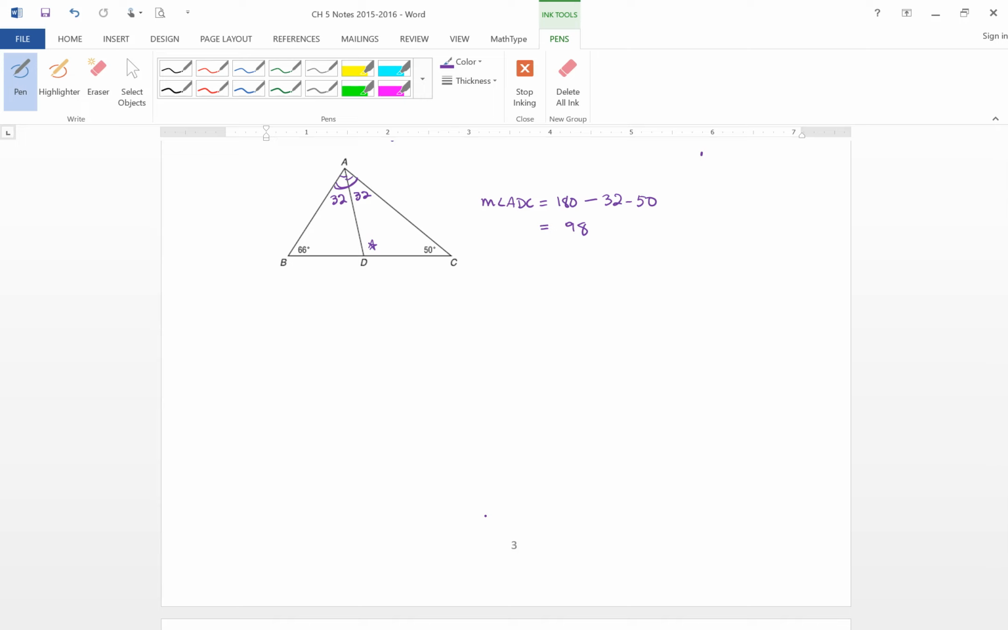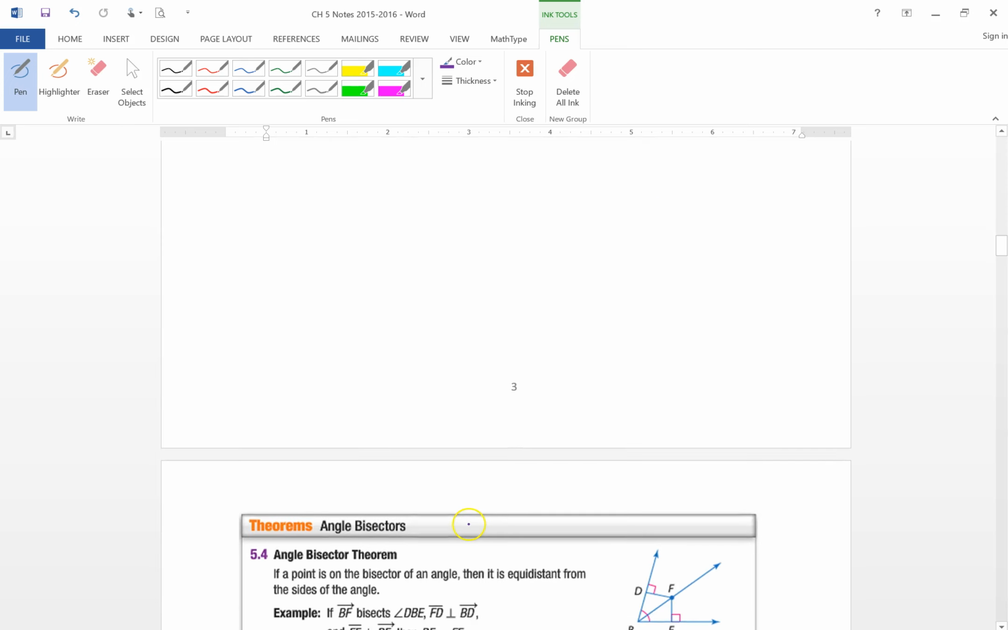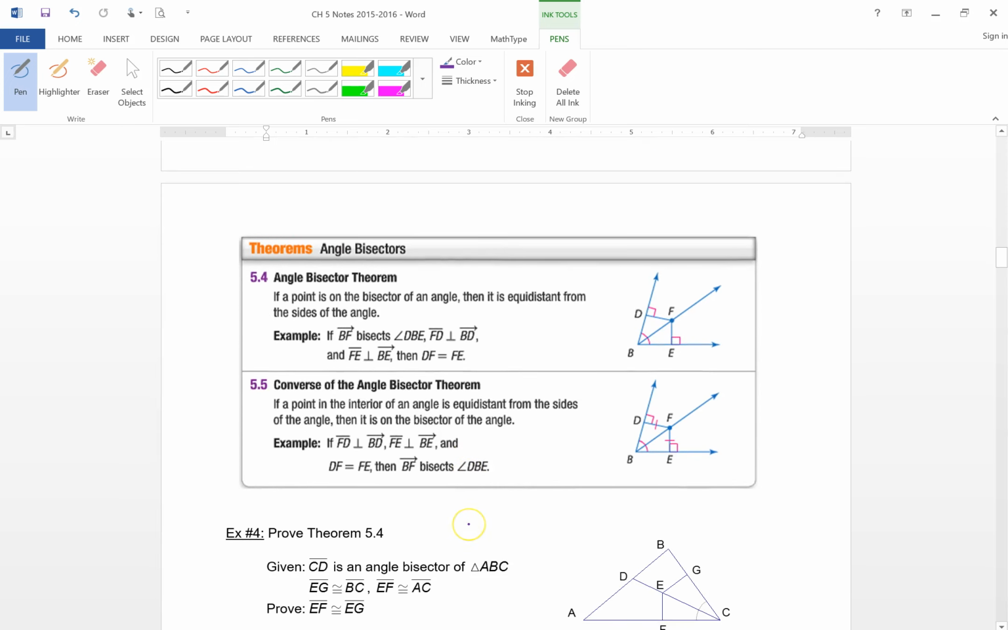So let's see about theorems for angle bisectors. We have two similar theorems for angle bisectors. The first is the angle bisector theorem, and it says if a point is on the bisector of an angle, then it is equidistant from the sides of the angle. So watch what that means.